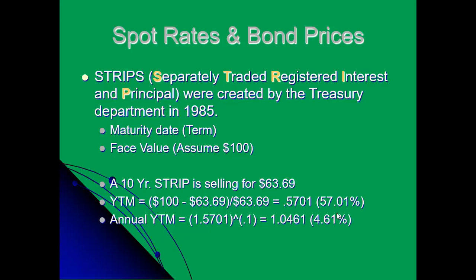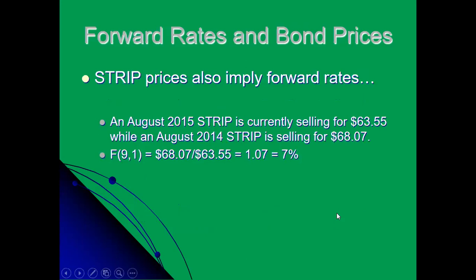Okay? Then after this, for a while, we're done with that: forward rates and bond prices. Strip prices actually imply or also imply forward rates. Example, this is just for August 2014 versus 2015. That's 1 year difference. In 2014, that's selling for 68.07, and in 2015, that's 63.55. So if we divide the two, we get 1.07 or 7%. All right, so that's also what we can do by then.